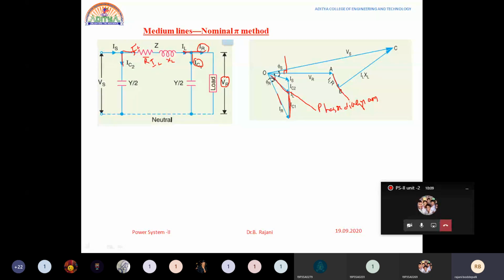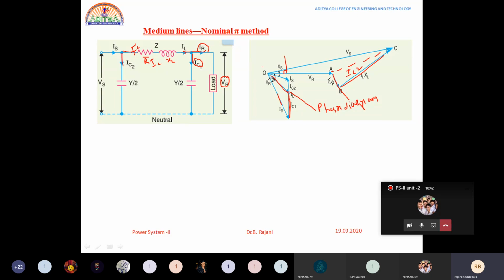The line current is IL. Because the line current flows through this resistance, this is the resistive drop, which is in phase with the current. So IL into R. And the inductor drop makes an angle of 90 degrees to that, and the resultant would be this. We can say that it is Z. If you want to write it like this, it is not a problem. You can write it as IL into Z.